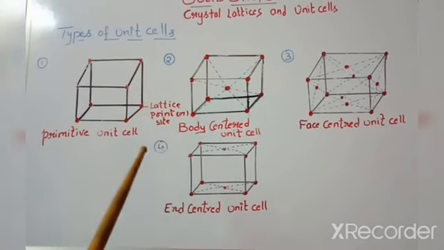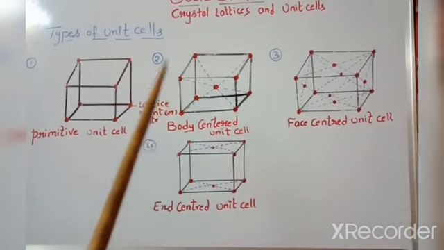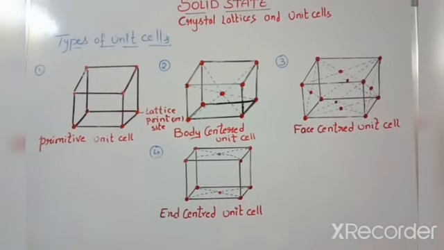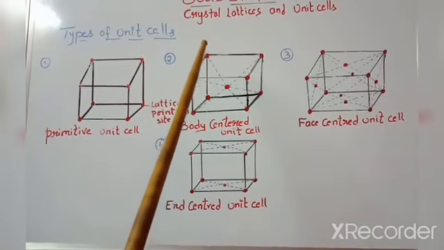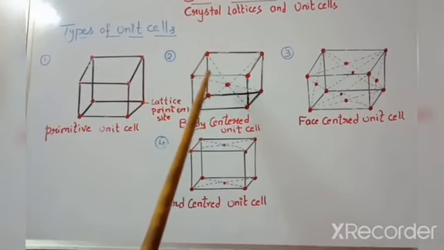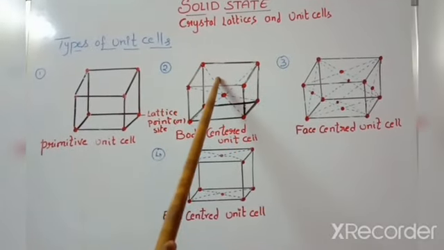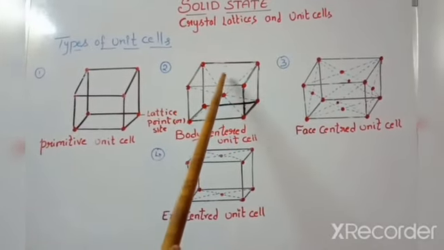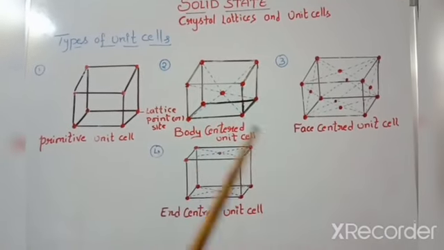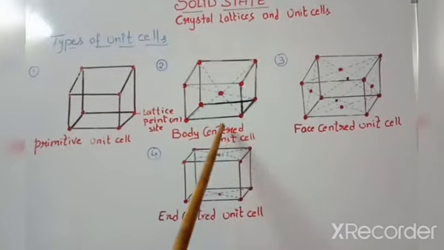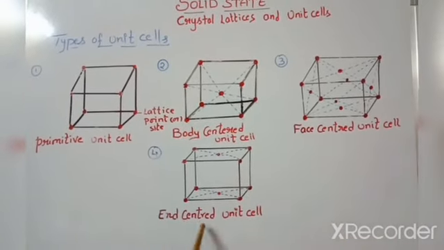Then what do you mean by a centered unit cell? The second one is the centered unit cell. When a unit cell contains one or more constituent particles present at positions other than the corners, it is called a centered unit cell. These are the corners; if particles are present at any other position, it is a centered unit cell. Centered unit cells are of three types: body centered unit cell, face centered unit cell and end centered unit cell.